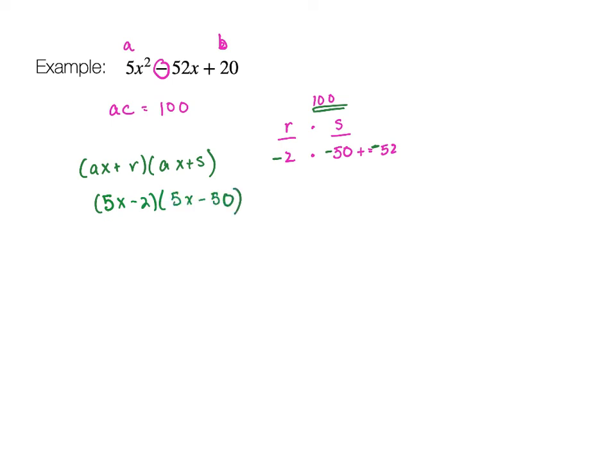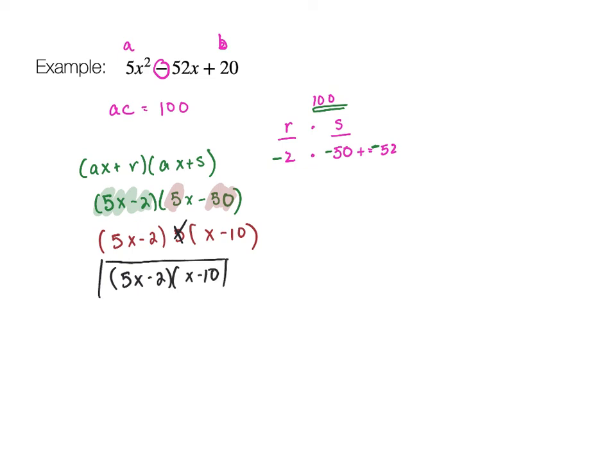Let's check this first one for a GCF. 5 and 2 are not both divisible by the same thing. Let's check 5 and 50 here. Yeah, they're both divisible by 5. So we'll factor that 5 out, giving us x minus 10. Then simply cross out that GCF. 5x minus 2 times x minus 10. And assuming we did everything correct, that should be just perfect.